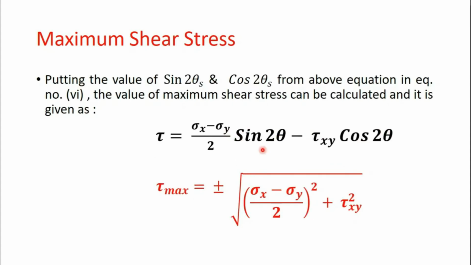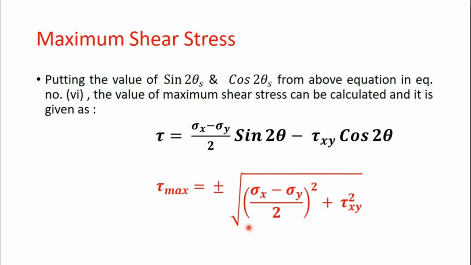So we put the value of sin 2 theta s and cos 2 theta s in this equation, and we get this value of sigma x, and this is the expression for maximum shear stress: plus minus under root of (sigma x minus sigma y by 2) whole square plus tau square xy. Now plus denotes the clockwise direction and minus denotes the anti-clockwise direction. And one important thing is that this formula is the same as the second half part of the maximum principal stress or minimum principal stress.